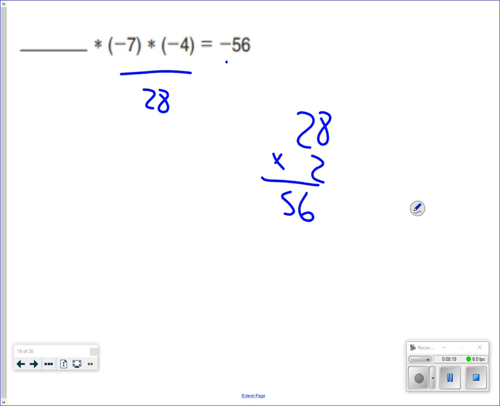But I need to get to a negative. So that means over here, I'm going to have to put a negative 2 here. Negative 2 times a positive 28 gets me to 56. I could also do it like this. Negative 2 times negative 7 is a positive 14. A positive 14 times a negative 4 also equals a negative 56. Just breaking it down simpler.